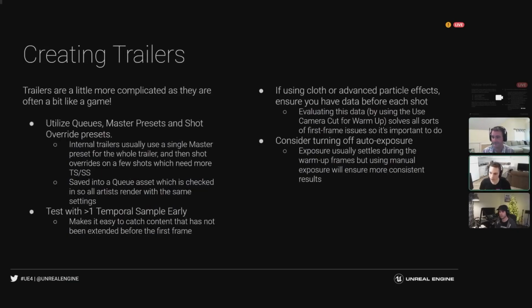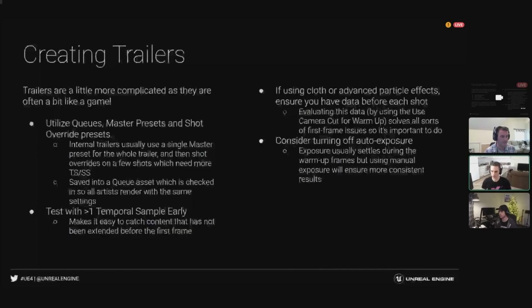So if you're creating trailers, you've moved out of the single screenshot realm and into the many screenshot realm of movies. Trailers are going to get a little bit more complicated because they're turning into a bit of a game. Unreal Engine has a long history as a game engine, so you do need to start considering some of the side effects of being a game engine as you go forwards. For trailers, you're going to want to utilize cues, master presets, and shot overrides.